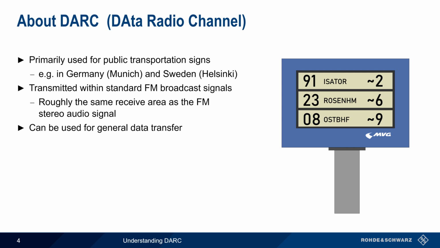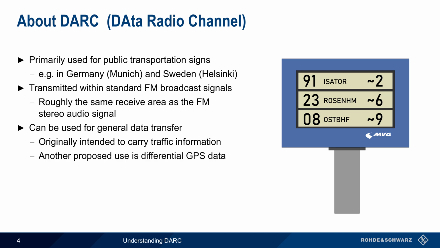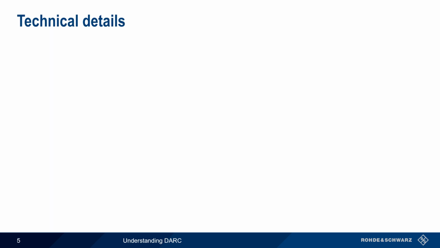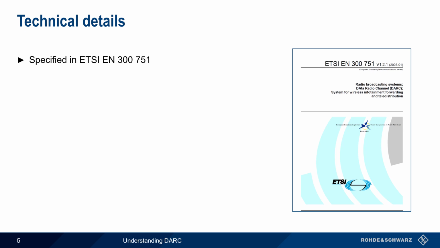It was originally intended for distributing traffic information, and there have also been proposals to use DARC for transmitting differential GPS data. But although the standard was first published in 1997, DARC has still not been widely deployed outside of the special application mentioned above. The most recent version of the DARC standard, ETSI-EN 300-751, was published in 2003.